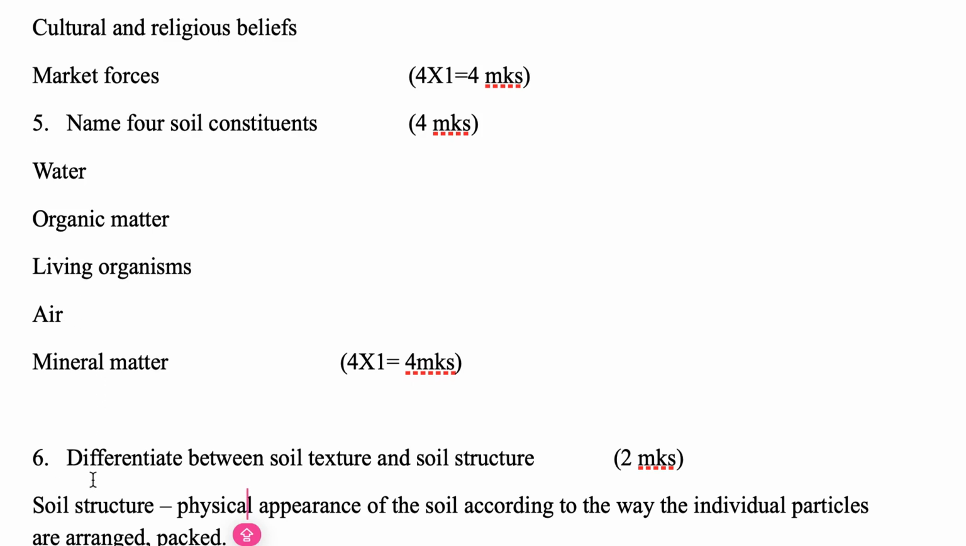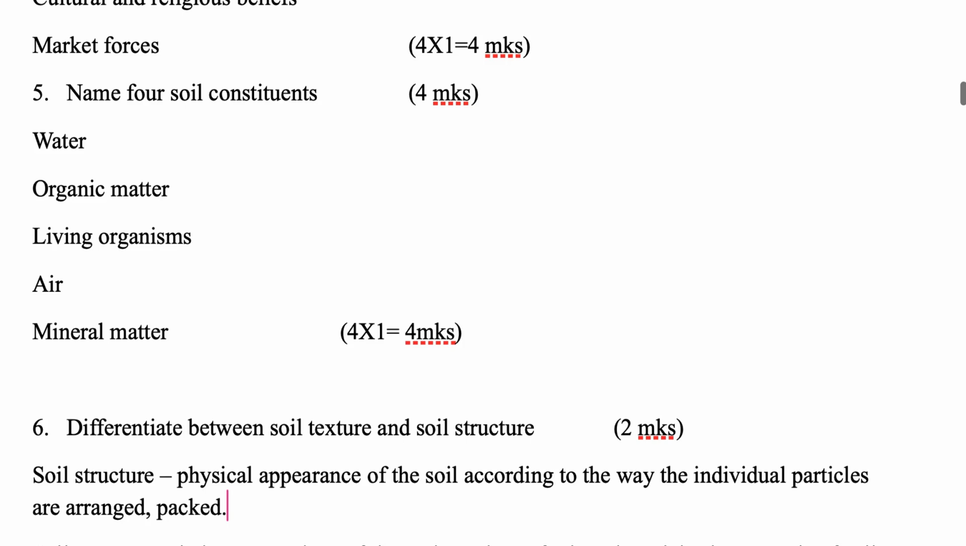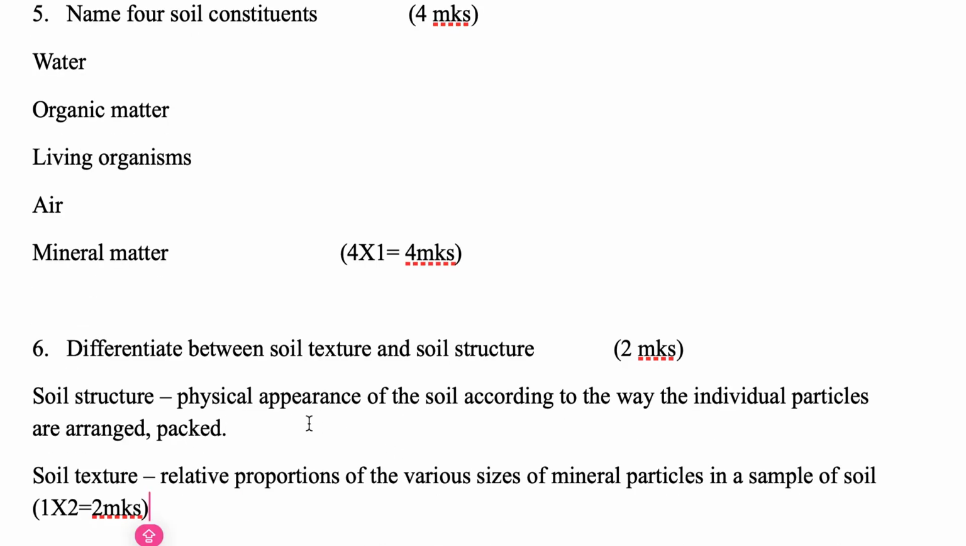Question 6. Differentiate between soil texture and soil structure. Soil structure is the physical appearance of the soil according to the way the individual particles are arranged or packed, while soil texture is relative proportions of the various sizes of mineral particles in a sample of soil.